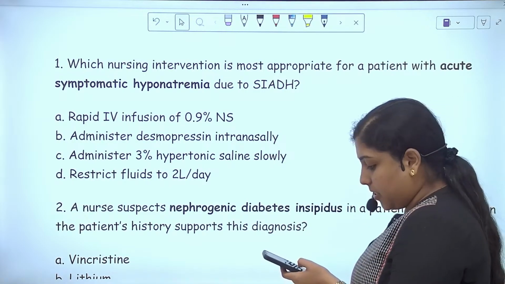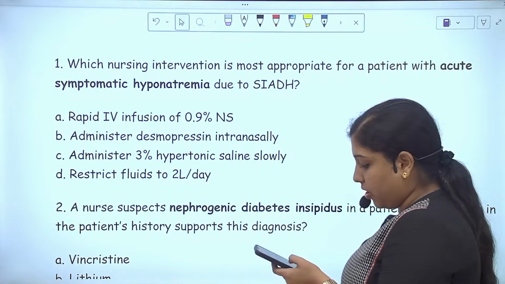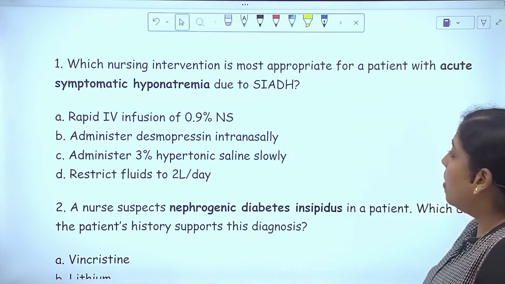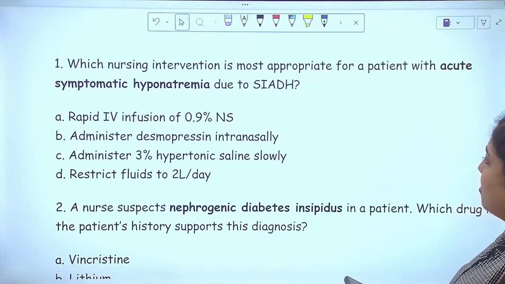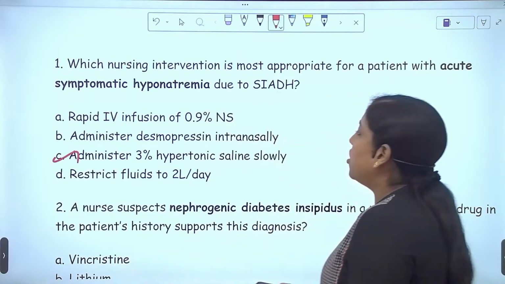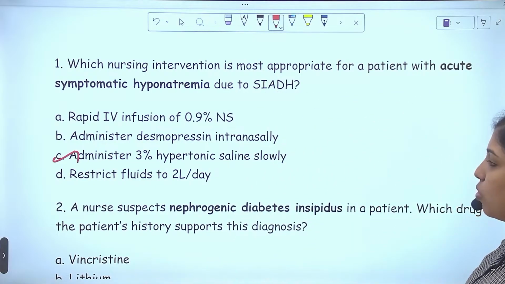Very good, Sonia. Very good. Sonia has already answered correct. Yes. Administration of 3% hypertonic saline slowly is the correct answer.